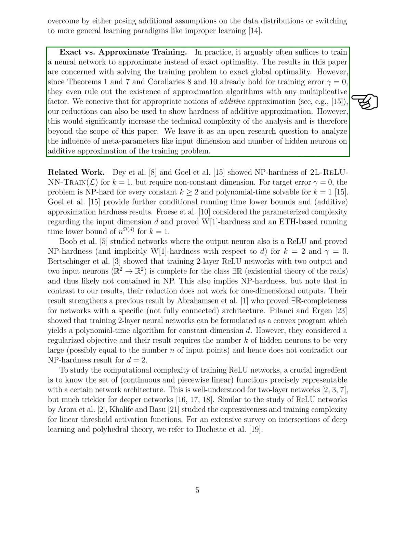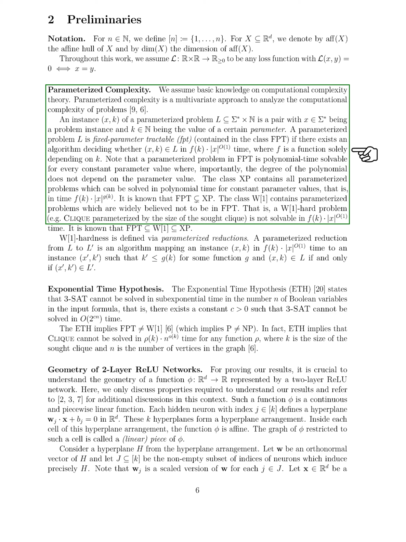In terms of notation, we define a set of natural numbers, and for a subset of real numbers, we denote the affine hull and the dimension of the affine hull. We also assume a loss function that equals 0 if and only if the input equals the output. We assume a basic understanding of computational complexity theory.